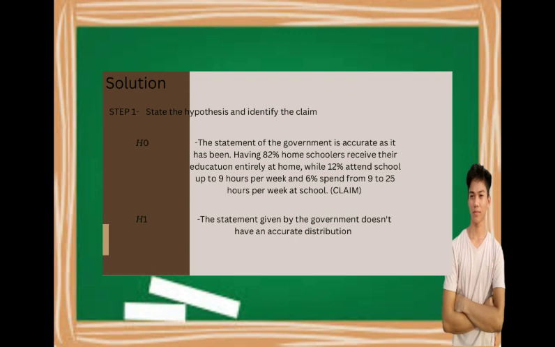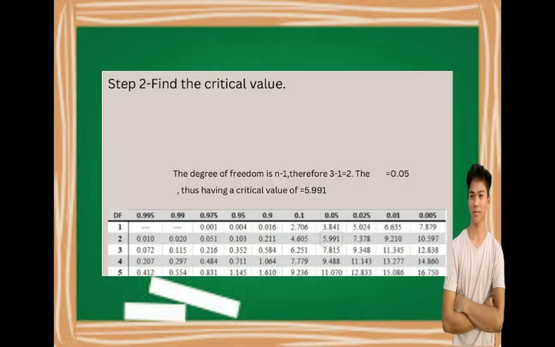The null hypothesis is where the statement of the government is accurate, having 82% of homeschoolers receive their education entirely at home, while 12% attend school up to 9 hours per week, which is the claim, while the alternative hypothesis is where the statement of the government doesn't have an accurate distribution. So let's head to step 2. Step 2 is finding the critical value. In order to find the critical value, first we need to subtract 1 from the number of categories, or n minus 1. Therefore, 3 minus 1 equals 2, with the alpha being 0.05, thus having a critical value of 5.991.